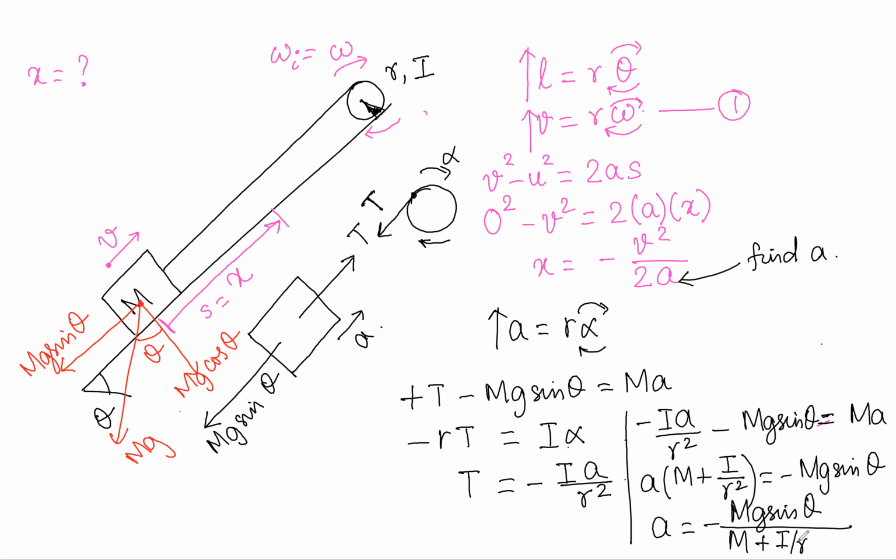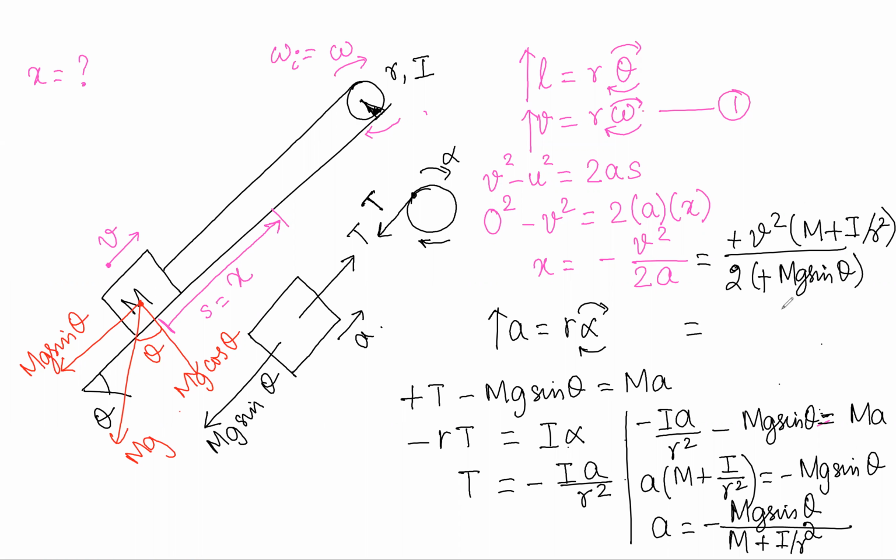Now you take this value of I divided by R square. You take this value of A and you put it in the equation where we wanted it. So over here, instead of A, you can now write minus v square divided by 2 times acceleration, which is again minus mg sine theta divided by m plus I by R square. So into m plus I divided by R square. The minus and the minus are going to cancel.